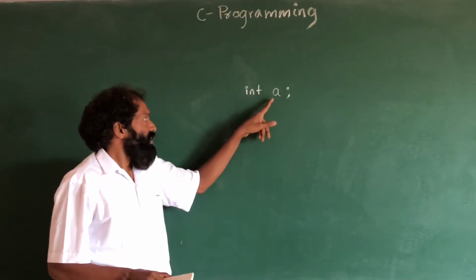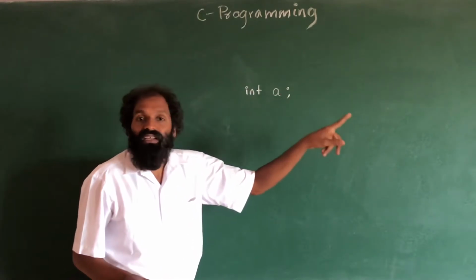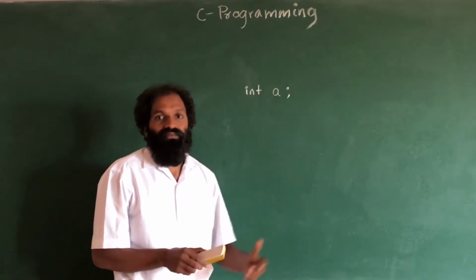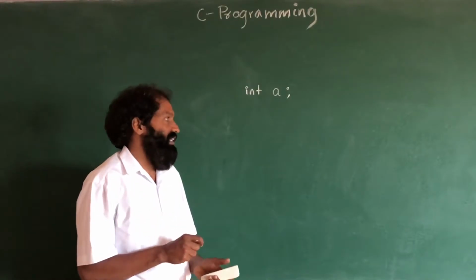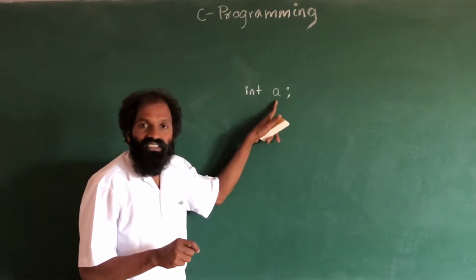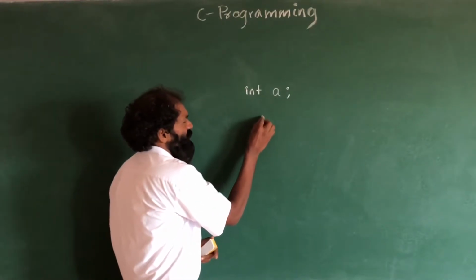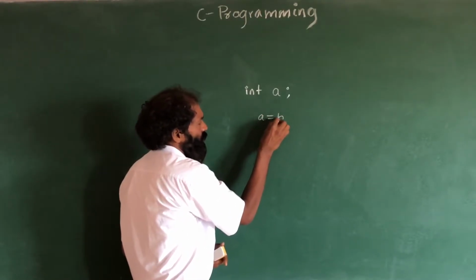A means memory. See, we have given a name to the memory location. It is the memory location's name. Using this, we are going to store a number. So we can store like this: A is equal to 5.